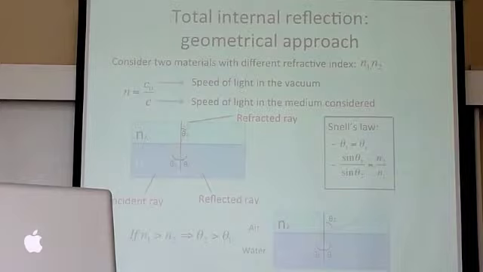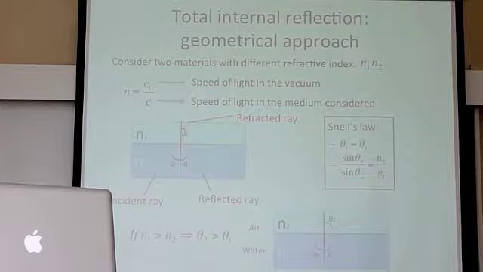And these are the relations described by those numbers. The reflected ray always has the same angle as the incident ray, and that's the way it is. The refracted ray though has a different angle. That's the important part.